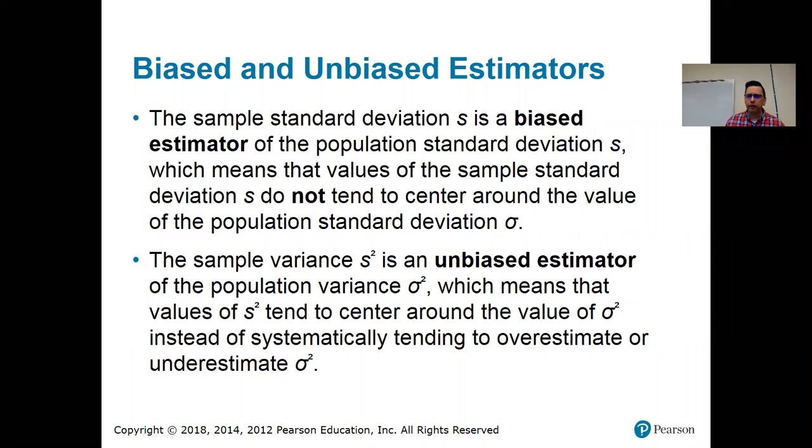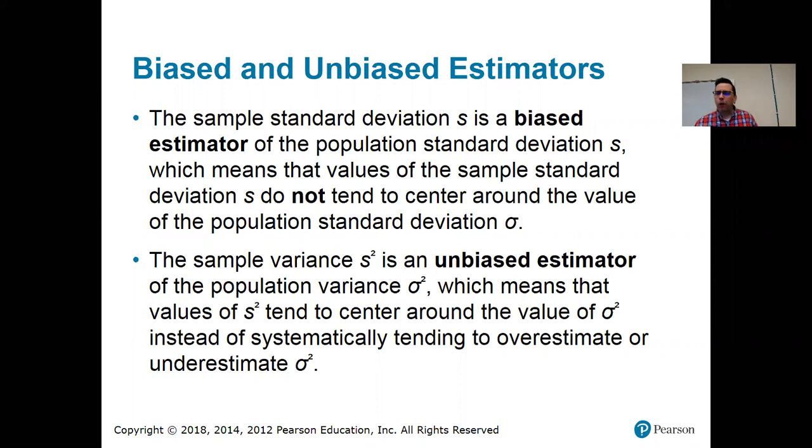Okay, so we end with just this note, which is not for everybody. This is probably more than most people need to know. They're pointing out that the sample standard deviation is what's called a biased estimator of the population standard deviation. And what that means is that values of the sample standard deviation do not tend to center around the value of the population standard deviation.